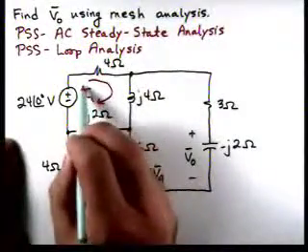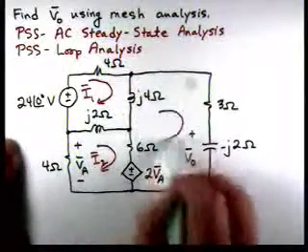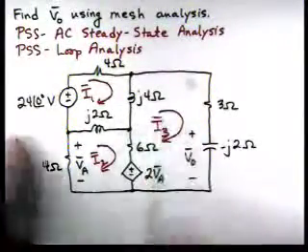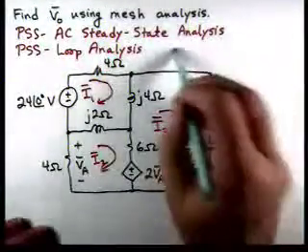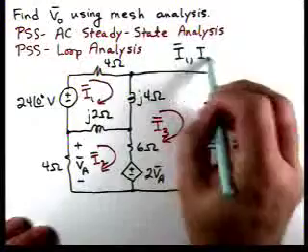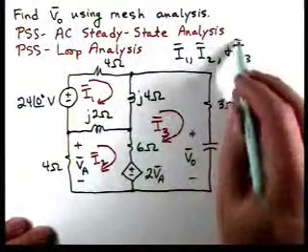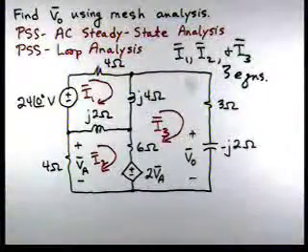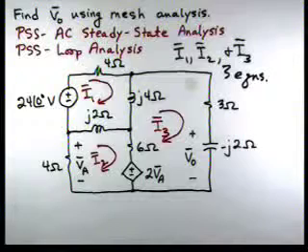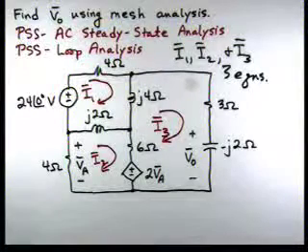So I'm going to define the currents I1, I2, and I3. So we have three unknowns, I1, I2, and I3, so we're going to need three equations. We're going to get those equations by applying KVL to the three meshes. We don't have any current sources, so we don't have any constraint equations.